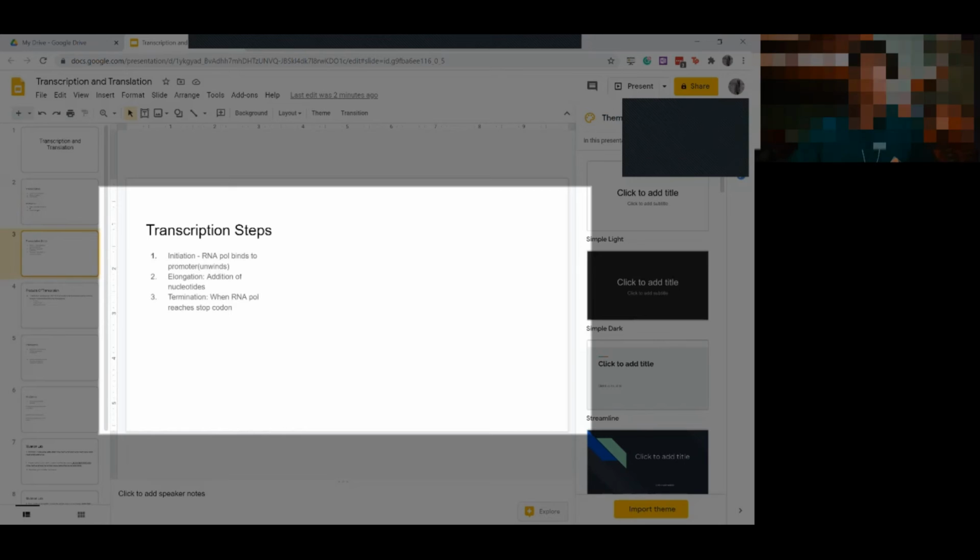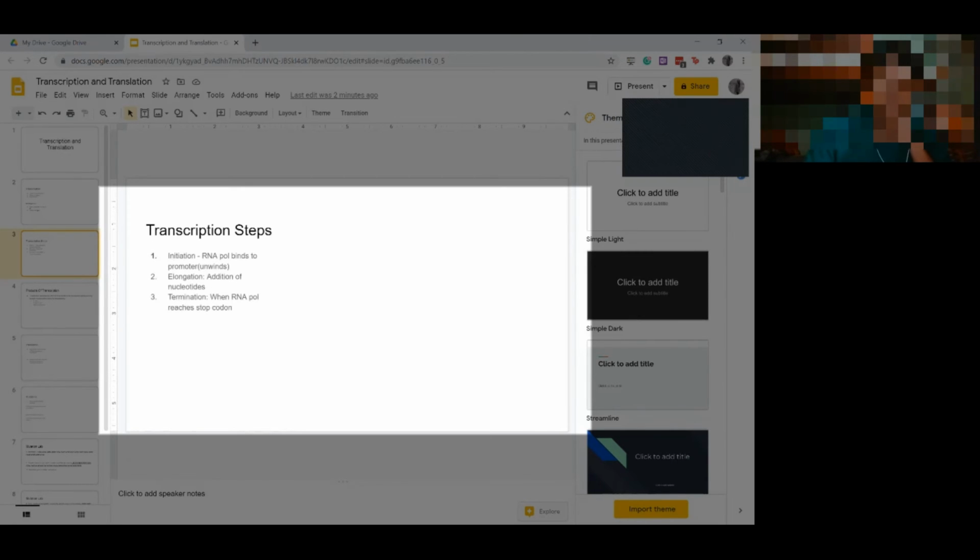So there are 3 steps in transcription: initiation, elongation, and termination. Termination occurs when RNA pol reaches a termination codon. And promoters are needed so that our RNA pol knows where to start, where to begin.